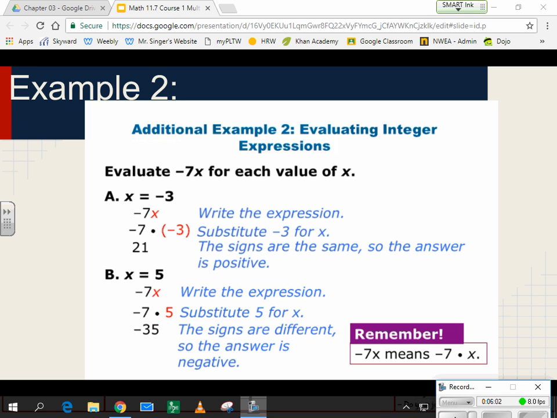For the second one, letter B, we're going to plug and chug 5 in. Now you have -7 times 5. You know that 7 times 5 is 35, but recognize that you see one negative, one positive. That would give you a value of -35. So make sure you're catching on to that. Write this down in your notes if you choose to.